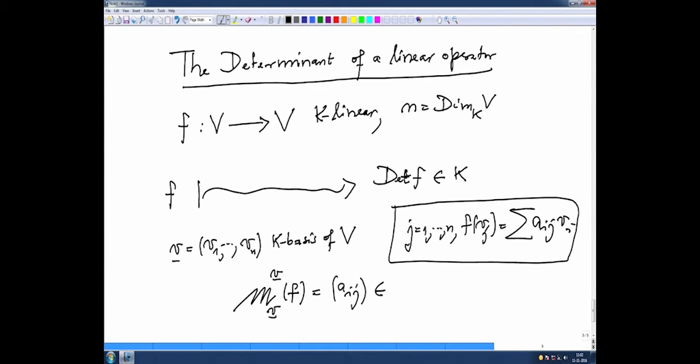This is a matrix n by n. And then define det f equal to the determinant of this matrix. But now one has to justify that this definition does not depend on this basis V.